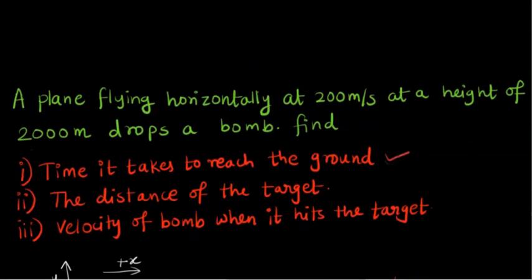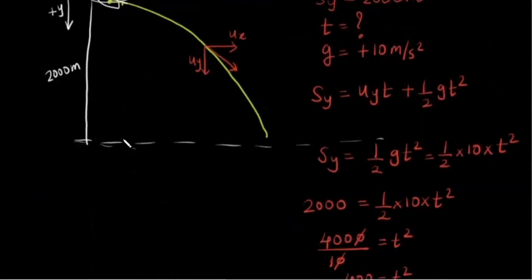Okay, now let's find out the distance of the target. That means the horizontal distance from the point where the bomb was dropped to the point where it hits the target. So this distance, let's call it x.